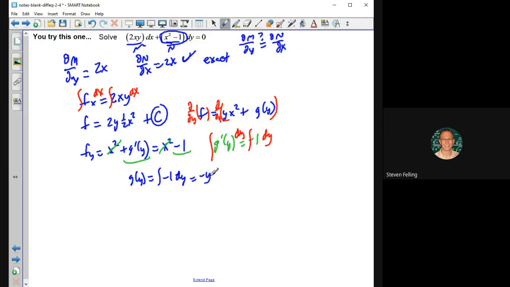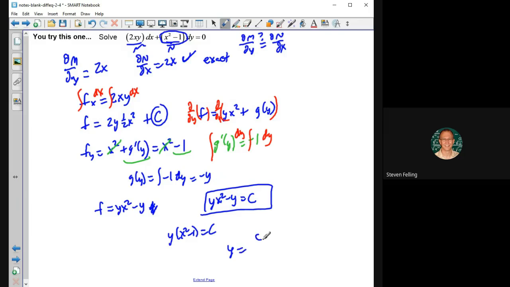Okay, and so now when I plug this into my version of the equation here, I had that f was y x squared plus g of y, but g of y is -y. And I can now say that the final solution is this right here has to equal some integration constant. Or if you wanted to, this is an implicit solution, we could solve this for y by factoring it out and getting y times x squared minus 1 equals c, and say that y is therefore c over x squared minus 1. This is an explicit form solution. Still general because we haven't established the constant.